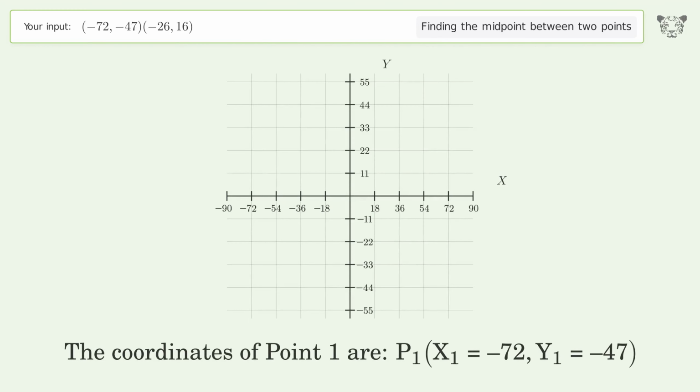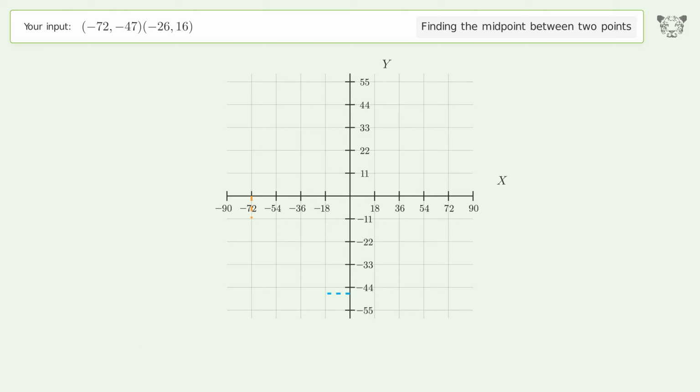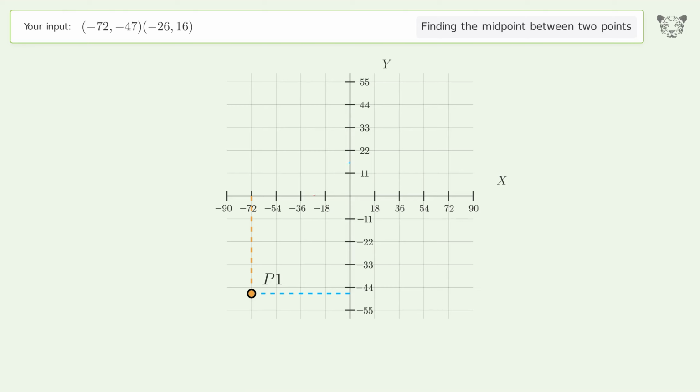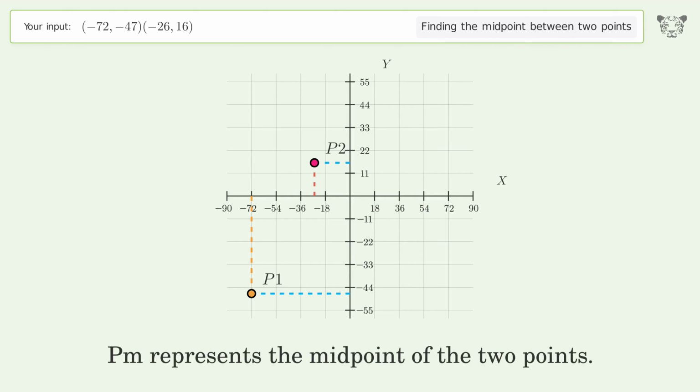The coordinates of point 1 are, x1 equals -72, y1 equals -47. The coordinates of point 2 are, x2 equals -26, y2 equals 16. PM represents the midpoint of the 2 points.